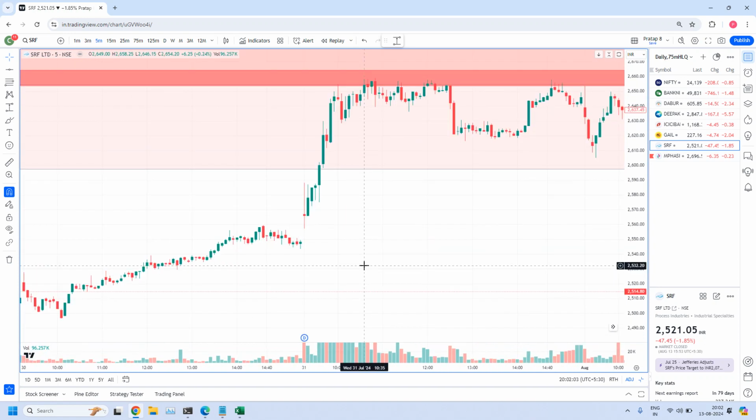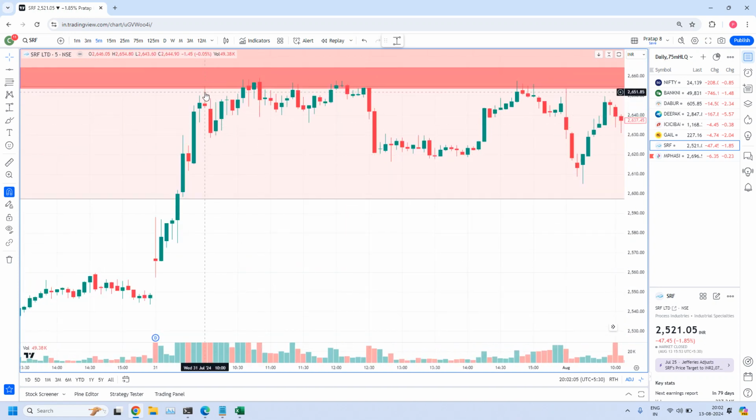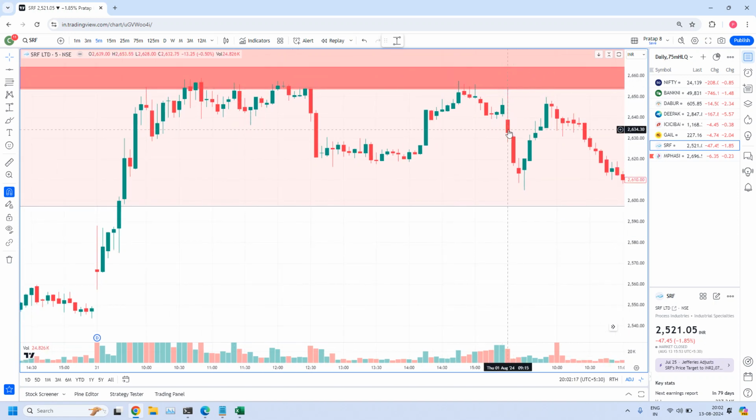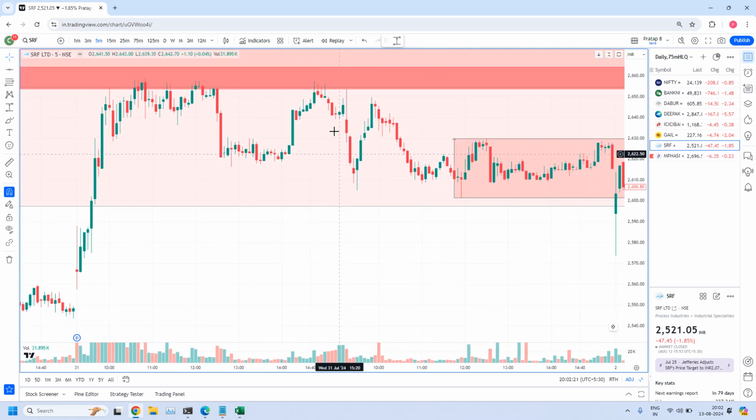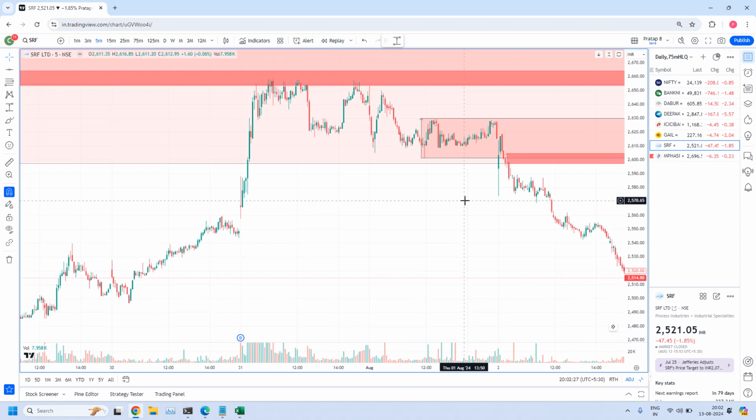See how many times it is tested. This is the first test on this day, but previously one test is already there. This is the second one. This is the third time, fourth time, fifth time, sixth time, again seventh time. Each time when it is tested, prices come down. Again it is tested recently, prices came down.